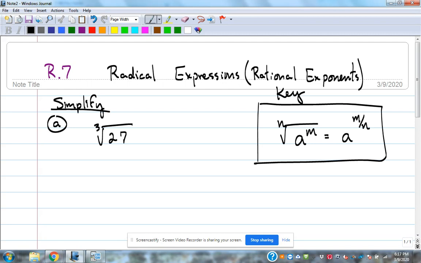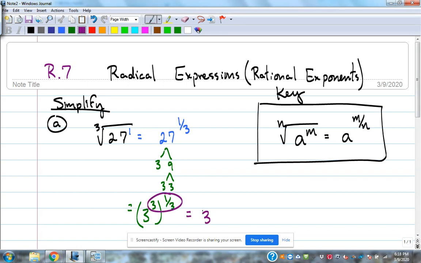Okay, so this one, that 27 has what exponent on it? A 1. So this is really 27 to the 1/3 power. That's what this is showing over here, is what we're doing. It's taking that and rewriting it as a rational exponent, and then doing the same work that we've done in the past. We know that the 27 is 3 and 9, 3 and 3. So that's really 3 to the 3rd power raised to the 1/3 power. We multiply the exponents. We just get 3.